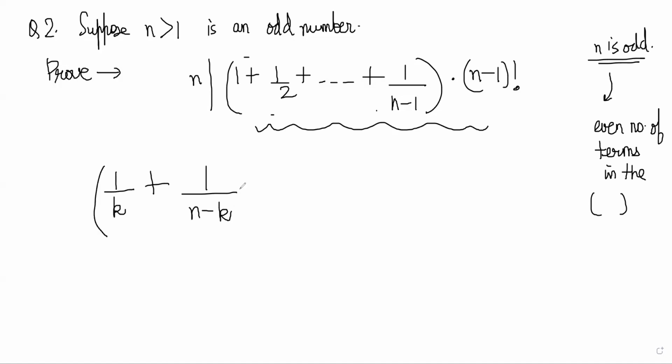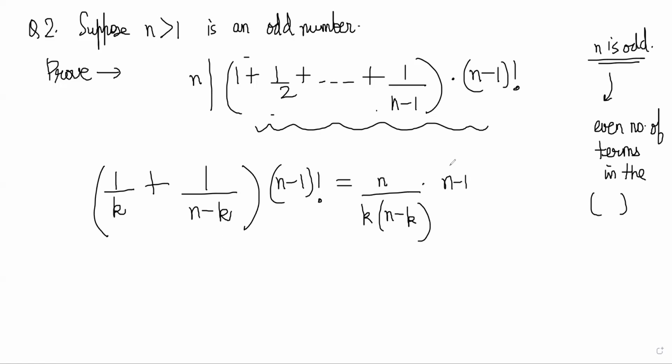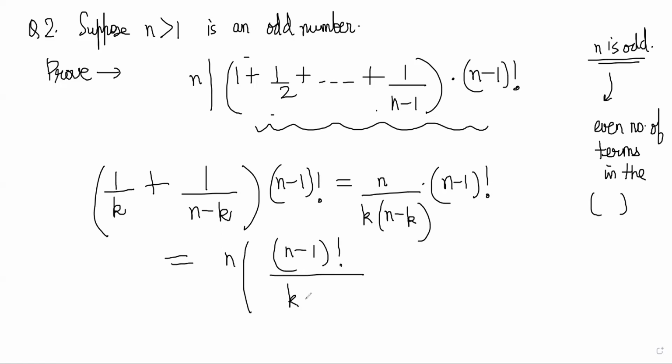If you group up these two terms and multiply it with (n-1) factorial, what happens? You will get on top n minus k plus k, which is n, by k into (n-k), multiplied by (n-1) factorial, right? So that becomes basically n times (n-1) factorial by k into (n-k), right? Now, obviously, when you did the grouping, we know that both k and n minus k are smaller than n minus 1, right?